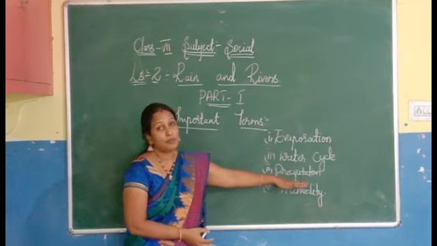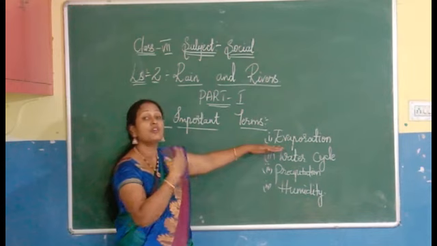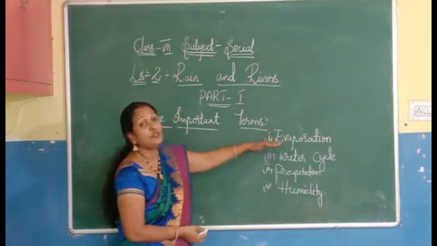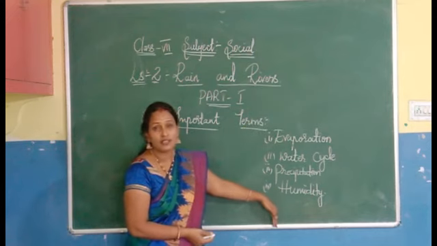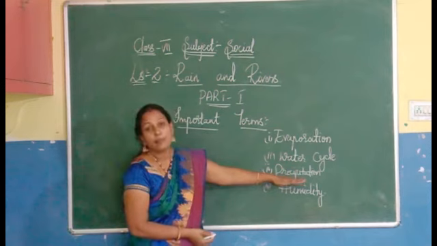Next, precipitation means condensation children. So what is condensation? The water may turn into water vapor. Again that water vapor which turns into water is called condensation. That condensation comes under this precipitation.